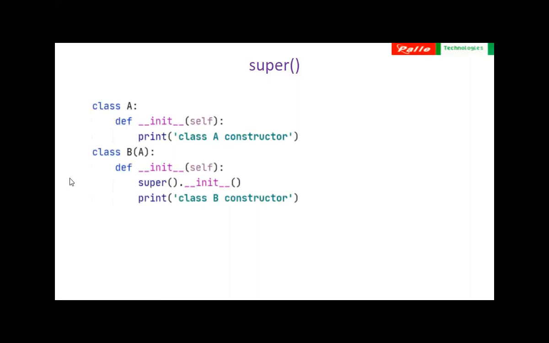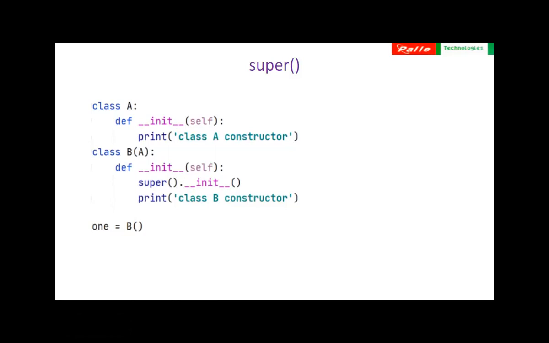You can see here I have created two classes: class A and class B. Inside class A I have one constructor. Similarly, inside class B also I have one constructor. Now when I create an object of class B, can you tell me what will be the output of this code?